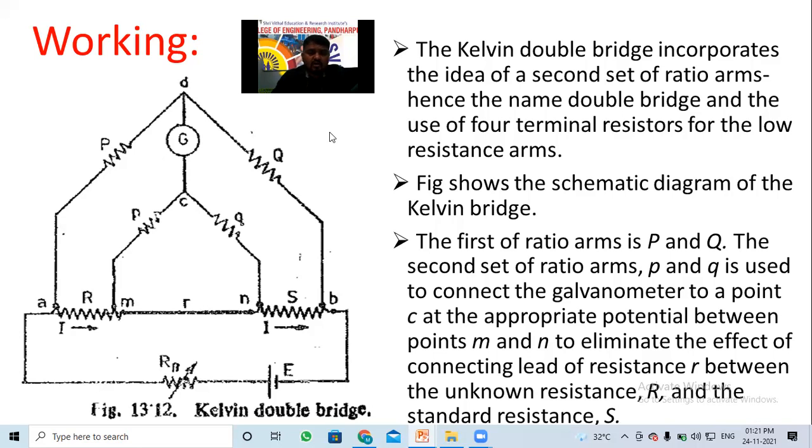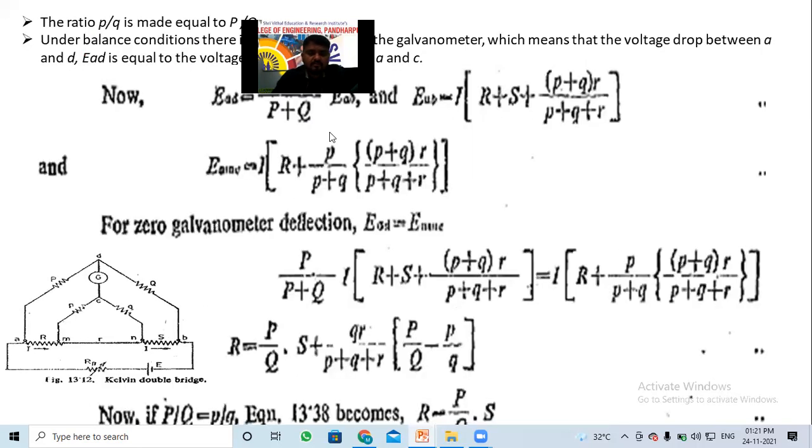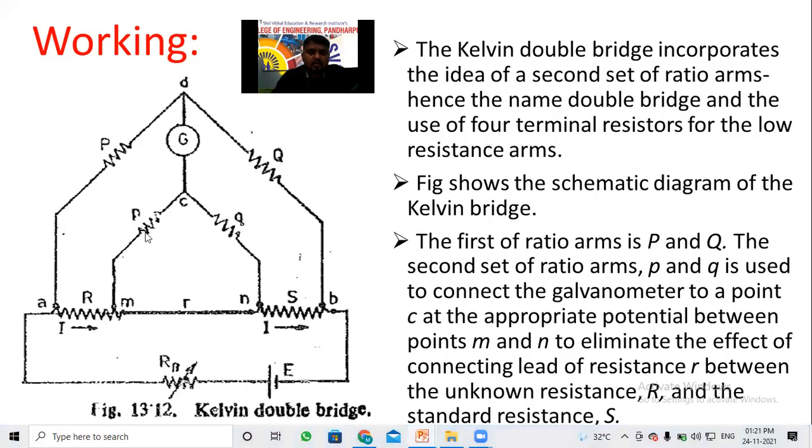Second ratio arms are the small p and q here now. Capital P and Q are the first ratio arms. Second ratio arms are the small p and q. Here, this is the standard resistance or unknown resistance, we are going to call it here now. Of R and S, one is standard resistance and another one we can call as unknown resistance here now.